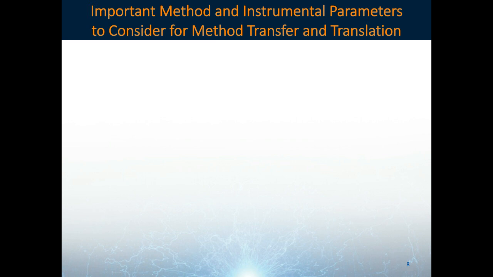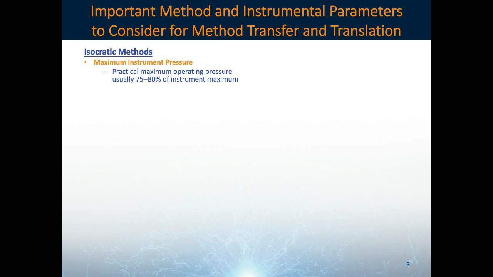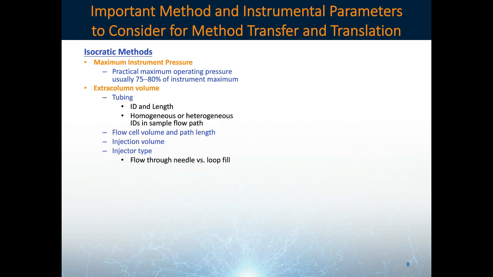For isocratic methods, you need to consider the maximum instrument pressure. So the practical maximum operating pressure is usually 75 to 80% of the instrument maximum. You don't want to be running right at the instrument max, because that will wear down your seals pretty quickly. Extra column volume, including the tubing, both the ID and length, and whether you have the same IDs throughout or different IDs can really affect your extra column volume. So what you want to do is make sure you have homogeneous ID columns throughout your sample flow path.